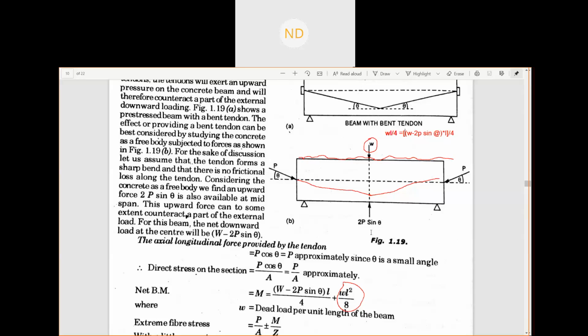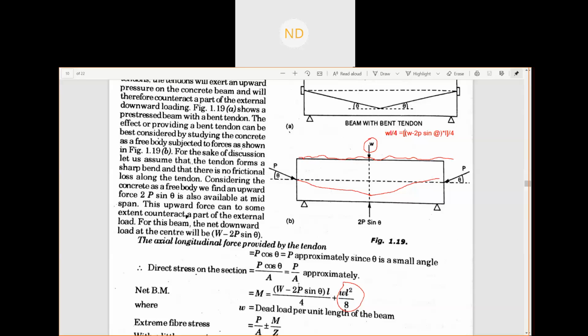So that means 2P sine theta. So our total extra moment due to the dead load, or sorry, the point load, is how much? W minus 2P sine theta into L divided by 4, which is this. Your total moment will be this much due to the dead load and the point load, which is external load.